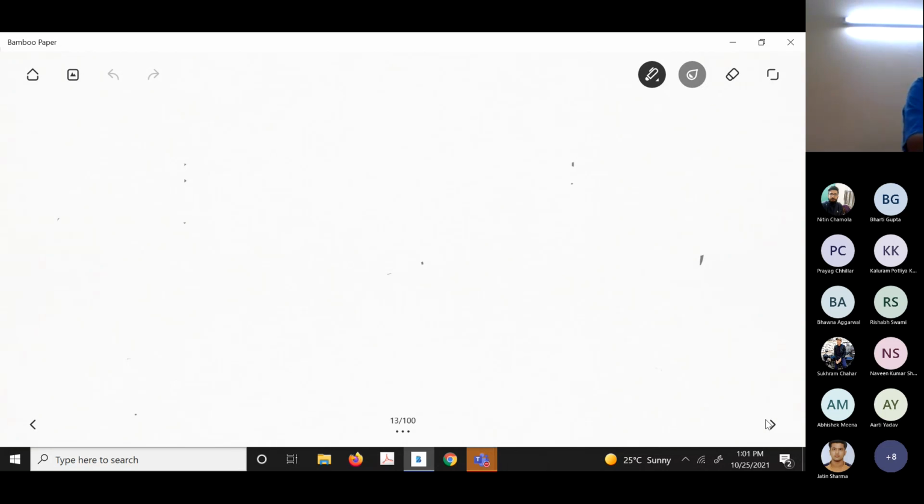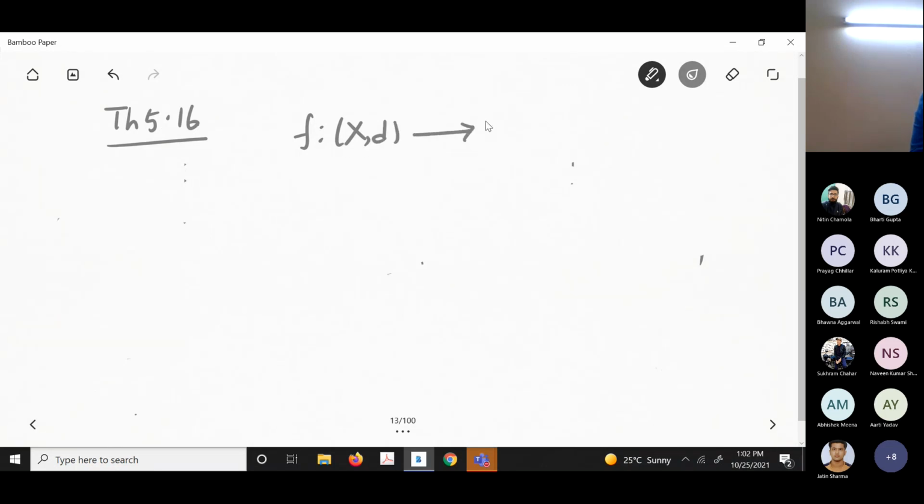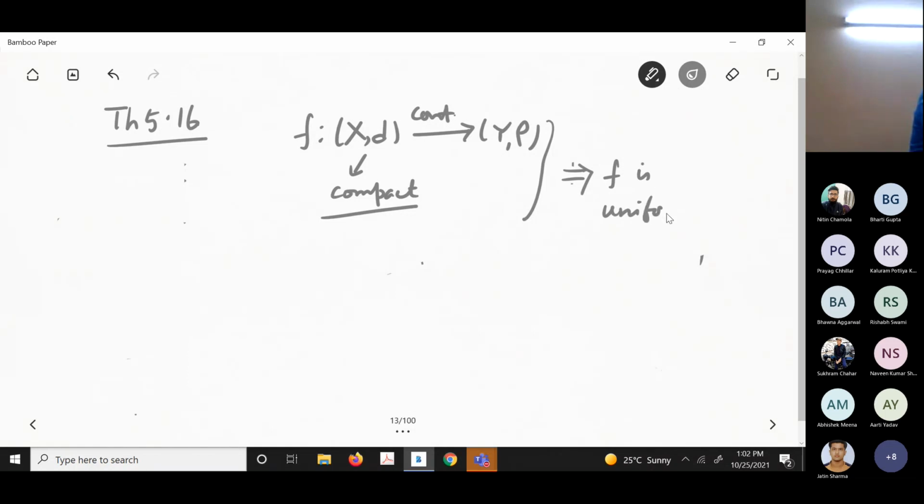Okay, here you see theorem 5.6, important, that I proved before. What is that theorem 5.6? I said to give a direct proof of that. If you have a continuous function and the domain is compact, then all this hypothesis implies f is uniformly continuous.